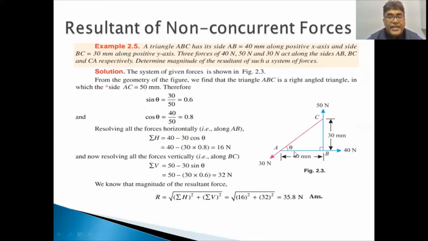We can find the angle theta. In the triangle ABC, if this angle CAB is theta, then the side opposite to this angle, 30 mm, is the perpendicular, AB is the base 40 mm, and AC is the hypotenuse. Applying the formula, sine theta is equal to perpendicular upon hypotenuse, which comes out to be 0.6. And cos theta is equal to base upon hypotenuse, which comes out to be 0.8.